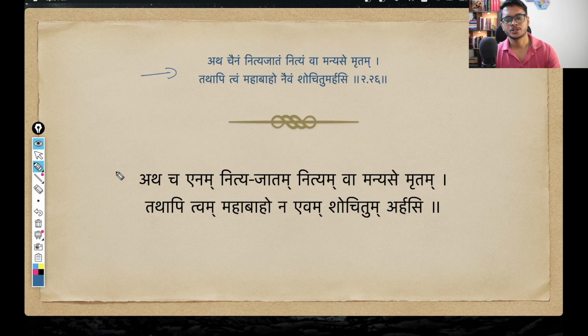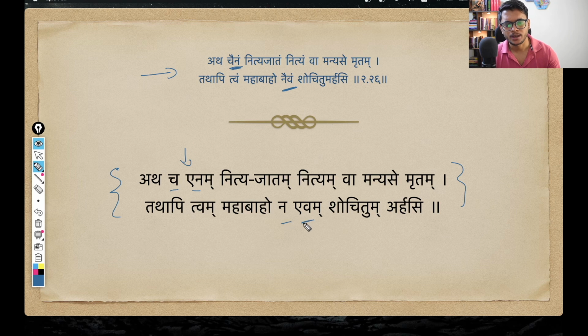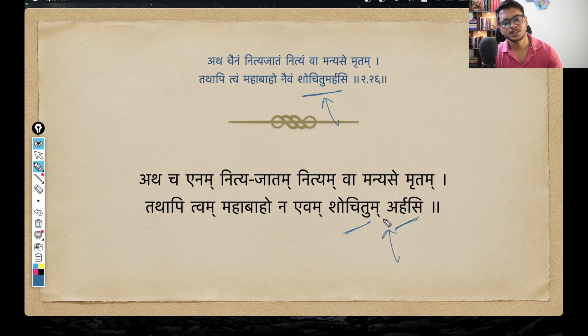Okay, so this here is the original shloka and this of course is the Sandhi Vichcheda version of the shloka. As you can see, only two Sandhis are happening in this shloka and both of them are Vriddhi Sandhi. So cha enam, due to Vriddhi Sandhi, is changing into chainam, and the same goes here. Na evam, due to Vriddhi Sandhi, is becoming naivam. These are the only two instances where a Sandhi is happening, because if you see this, Shochitum Arhasi, these are also two different words, Shochitum and Arhasi. But again, this is not a Sandhi, it is just a Halanta consonant combining with the adjacent Varna. So combination is there, but it is not a Sandhi.